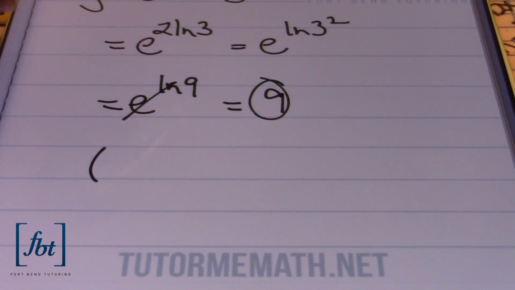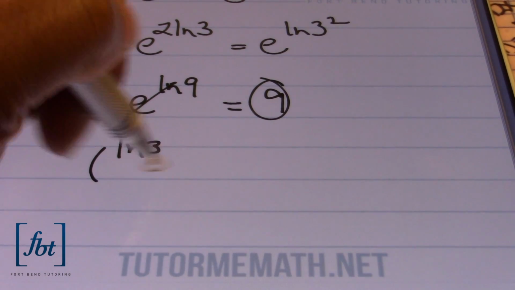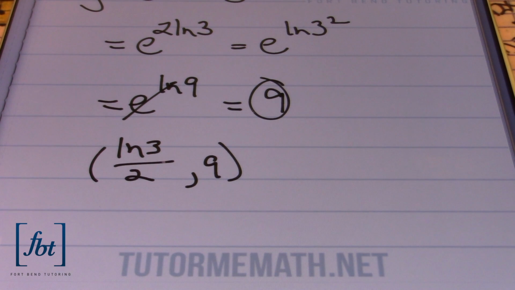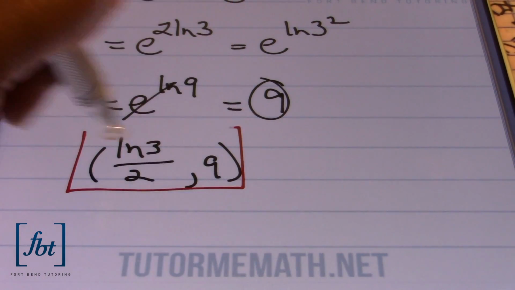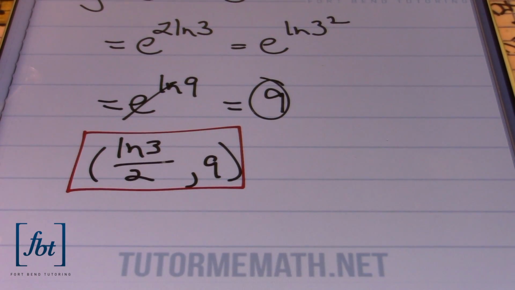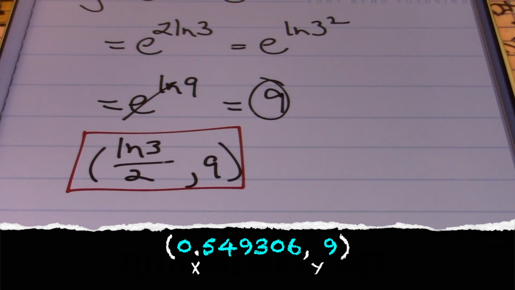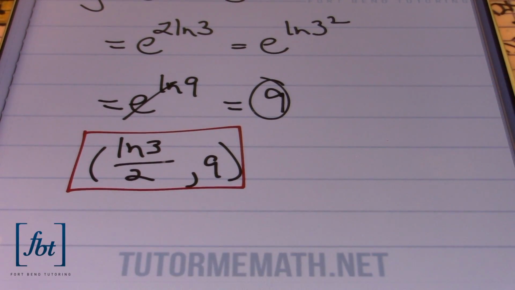So that means that my point of intersection is going to be the natural log of 3 divided by 2 and 9. I'm going to put a red box around this. And of course, the approximations are right here for that x value, but the exact answer is right there.